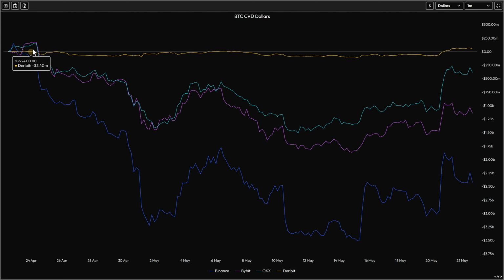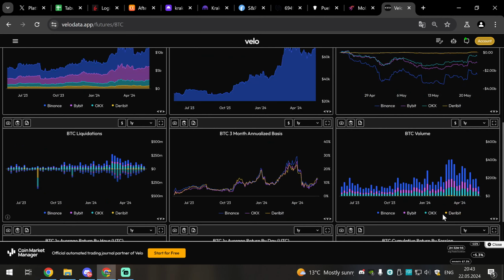This is the 21st of April. A lot of selling on Binance currently. They are the heaviest seller in the market. We've seen that most of the time. They already sold, like at these lows, 3.5 billion. So that's also useful to watch over here.